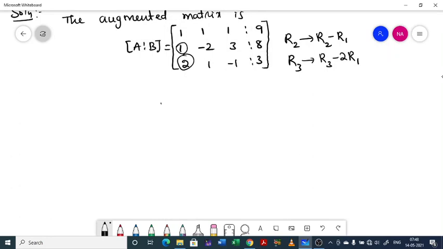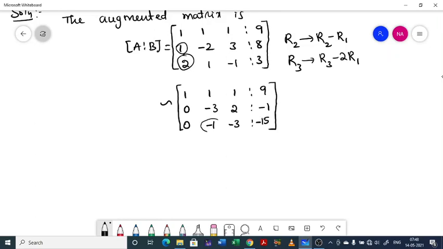Now this will be equivalent to 1 1 1 colon 9. So 1 minus 1 you get 0, minus 2 minus 1 you get minus 3, 3 minus 1 you get 2, and 8 minus 9 you get minus 1. Again this will be 0, 1 minus 2 you will be getting minus 1, minus 1 minus 2 minus 3, 3 minus 18 minus 15.